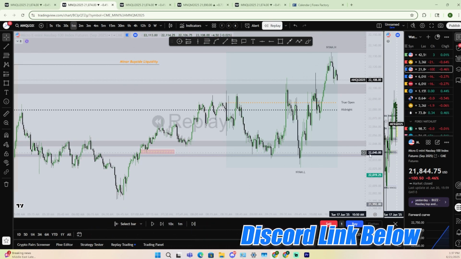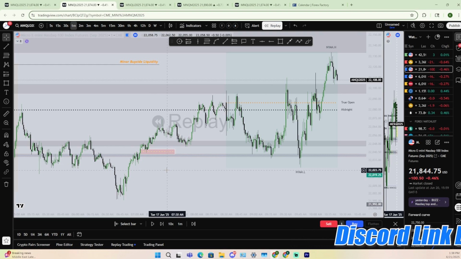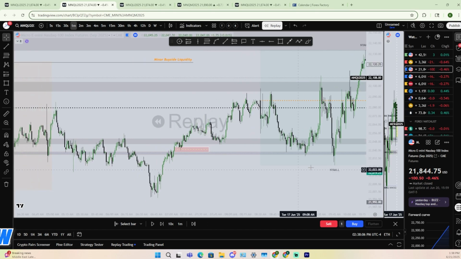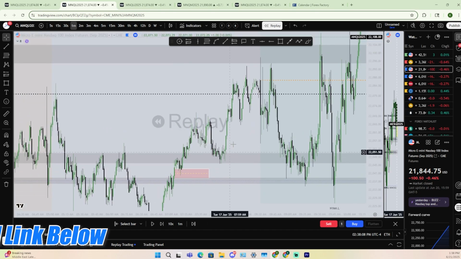So you can trade different ways. If we have 8:30 red folder news, you can just wait for New York to make the real move. Or if we don't have 8:30 red folder news, I usually try to trade pre-New York because there's no manipulation.